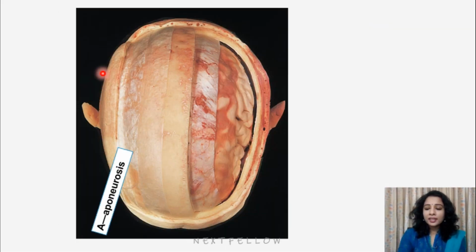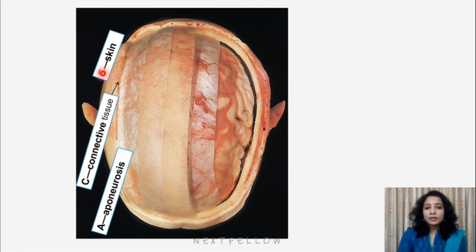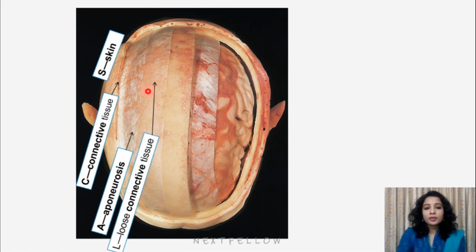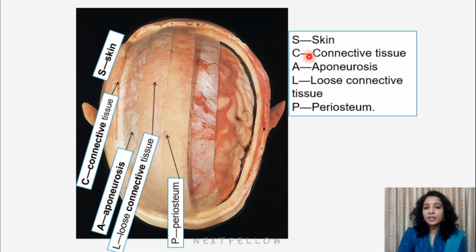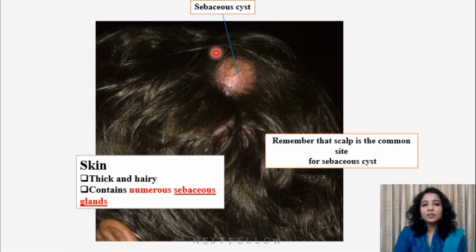Here we can see the layers again: the skin, then closed connective tissue underneath it, then aponeurosis, which is a part of a muscle, all three together called scalp proper. Then the loose areolar tissue over which the scalp moves. Finally, the pericranium, which is the covering of the bone, which is nothing but the periosteum of the calvaria. So these are the layers of scalp. Next, as I said earlier, the scalp is prone to sebaceous cyst.